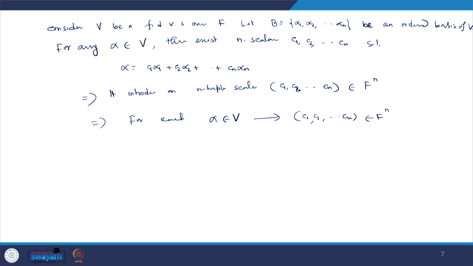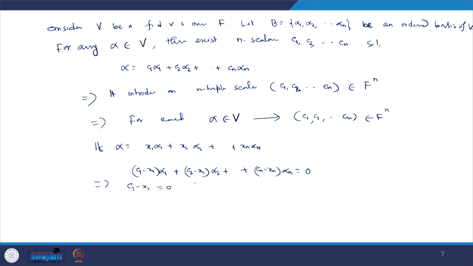Is it possible that one can have another n-tuple which also expresses alpha? Let me see. If alpha also equals, say, x_1 alpha_1 plus x_2 alpha_2 plus ... plus x_n alpha_n, this implies that (c_1 minus x_1) alpha_1 plus (c_2 minus x_2) alpha_2 plus ... plus (c_n minus x_n) alpha_n equals 0. This implies c_i minus x_i equals 0 for i equal to 1 to n, since alpha_1, ..., alpha_n is a linearly independent set of V. So, this representation is also unique.